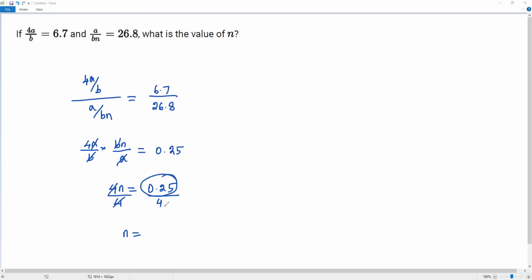When I divide 0.25 by 4, I am getting 0.0625. Here I got the value of n. The value of n is 0.0625.